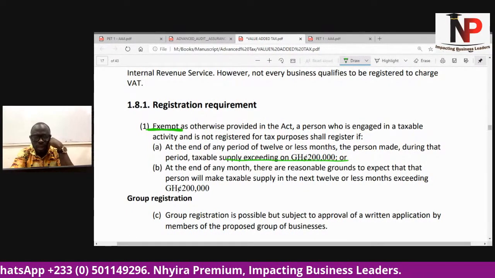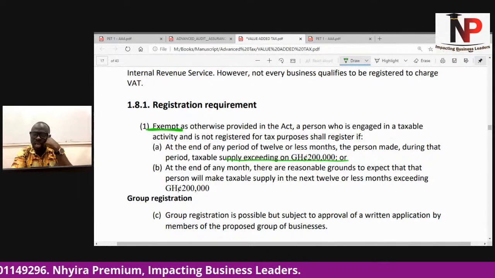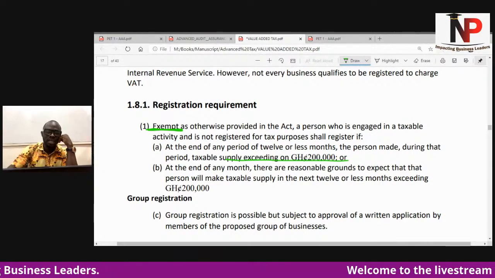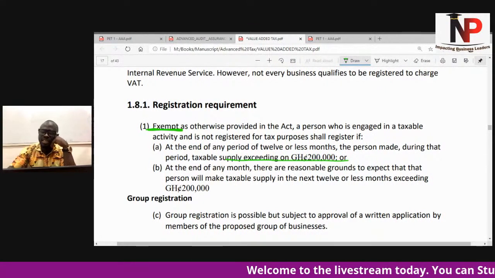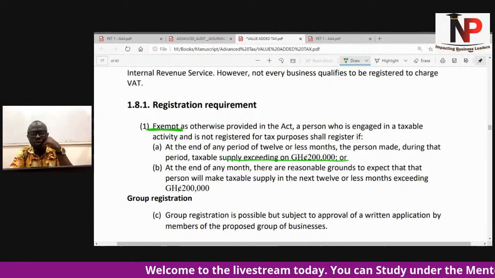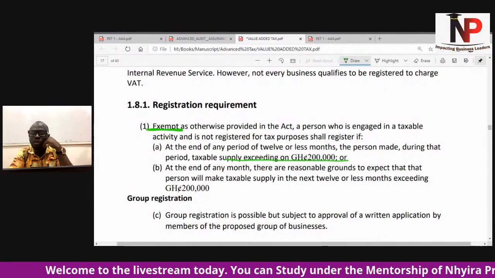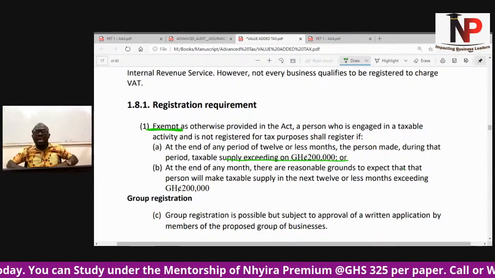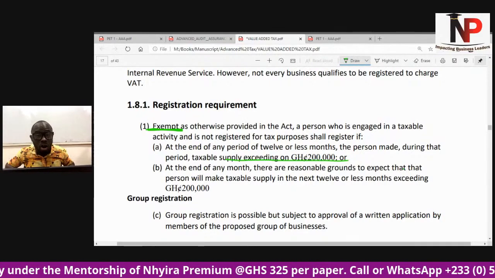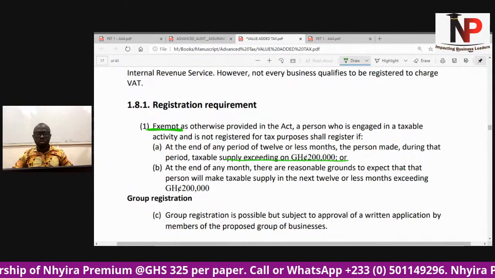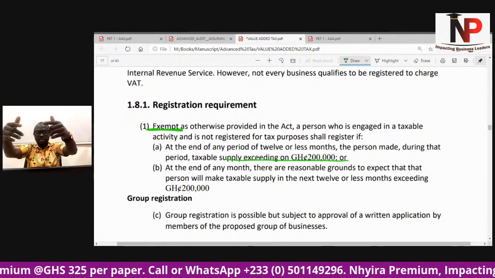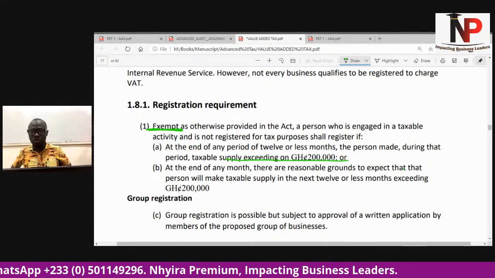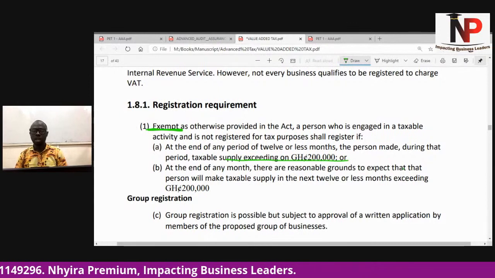Or at the end of any month, there are reasonable grounds to expect that person will make taxable supplies in the next 12 months or less exceeding 200,000. So either you are making 200,000 or more already, or you expect that in the next 12 months or less, you're going to be making 200,000 or more.